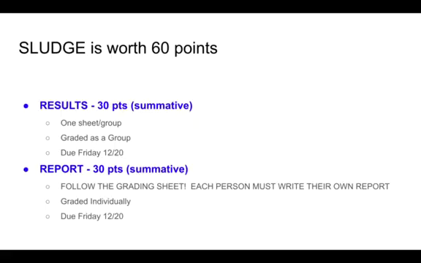So Sludge is worth 60 summative points. These points are broken down into two assignments. The first is your data results. These are worth 30 points summative, and you will turn in one sheet per group. This sheet is on Schoology, and it is graded as a group. So your group will receive the same score. This is due on Friday, December 20th.